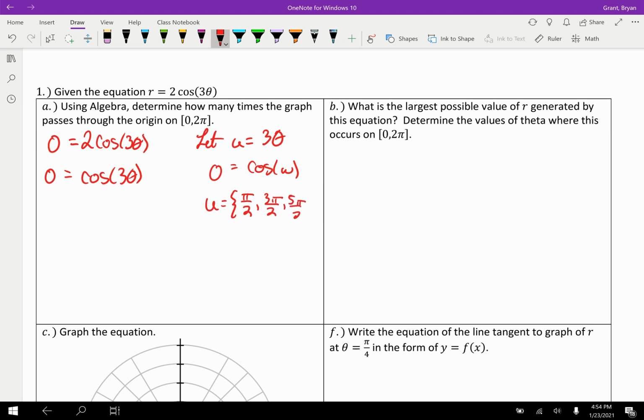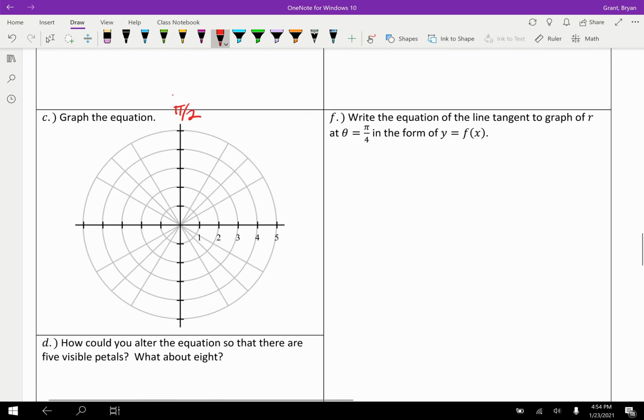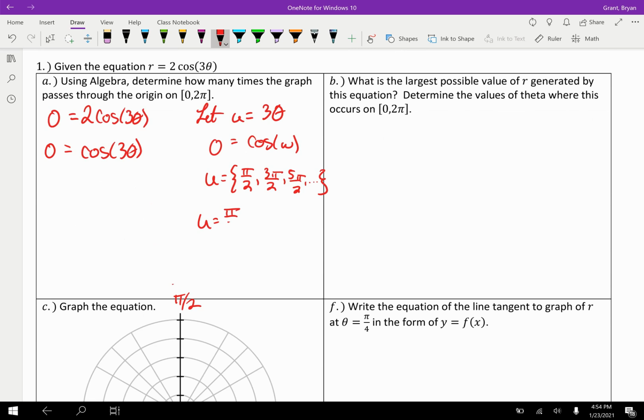5 pi over 2, there are these odd multiples, and we need to realize that if pi over 2 is up here, showing on the graph, and 3 pi over 2 is down below, and then 5 pi over 2 is back up here, that we're still moving by pi. Add pi, add pi, add pi, so on and so forth, right? So I think we could probably say that u starts at pi over 2, and then we add pi k. So back over here, we really know that 3 theta is equal to pi over 2 plus pi k.